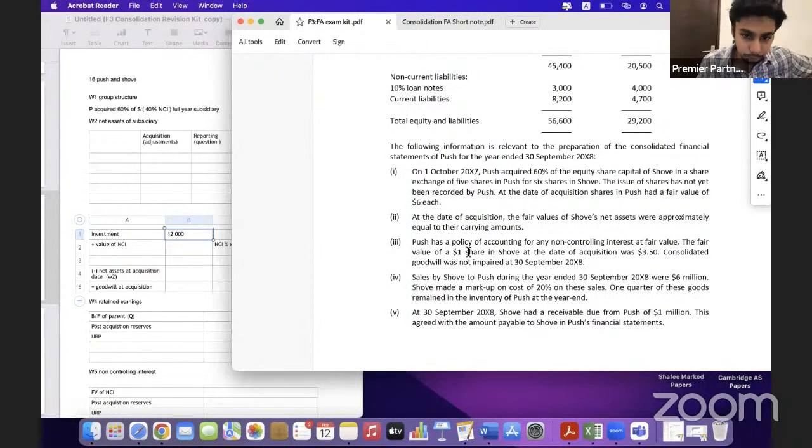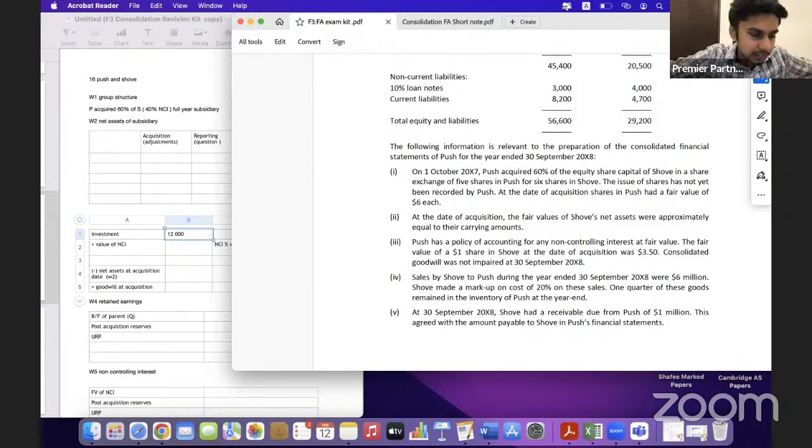Something new. Push has a policy of accounting non-controlling interest at fair value. The fair value of $1 share in S is going at 3.5. Consolidated goodwill is not impaired. Anyway, guys, remember, for the FA level, impairment is not there. Impairment of goodwill, or goodwill reducing, we study in the next level, which is FR, not here.